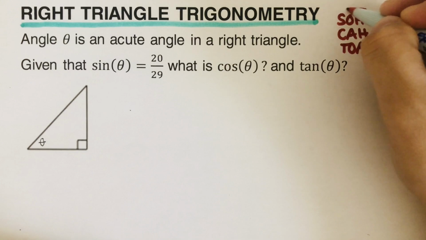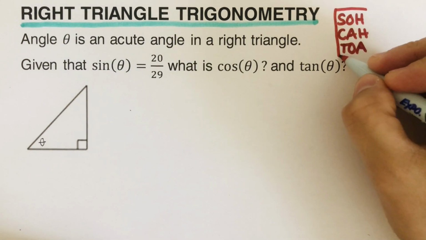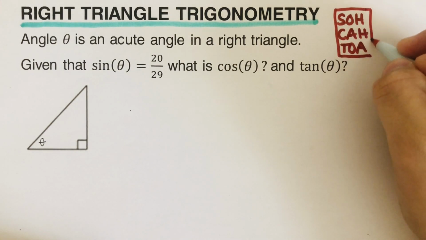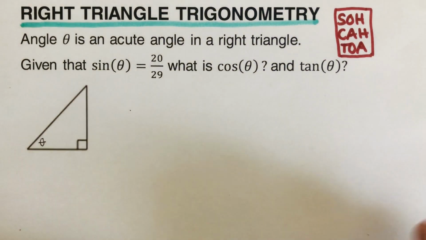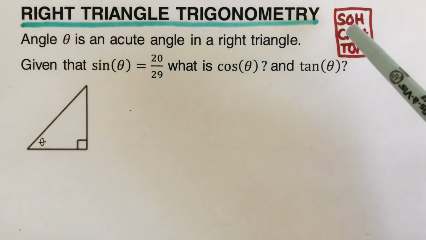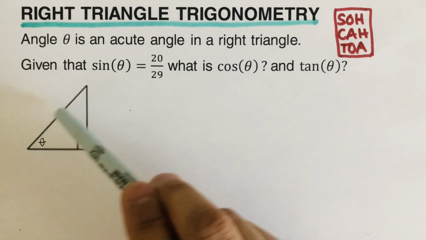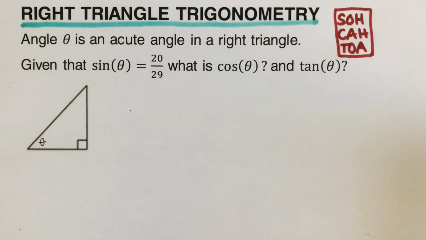Again, there is another video on how to use SOH CAH TOA to find the missing side of a triangle. I will put the link of that video in the description box below. Okay, so let's go over the problem here. We're going to use this in order to solve the parts of this triangle.